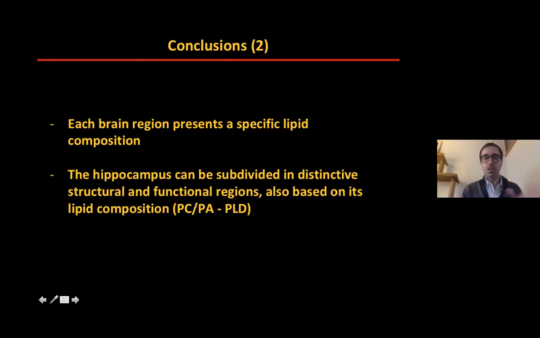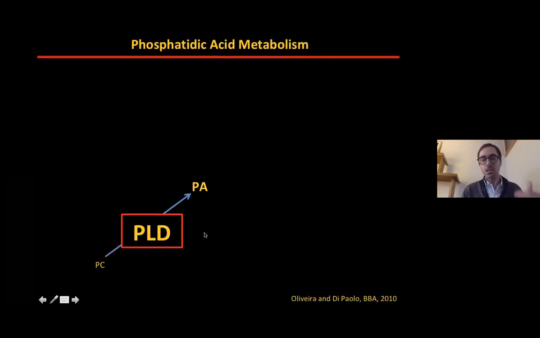So from this part of the talk, we saw that each brain region presents a specific lipid composition, that the hippocampus can be subdivided into distinctive structural and functional regions, also based on its lipid composition. And we could identify potential pathways that could be differentially regulated along this longitudinal axis. So this led us to other questions, in this case trying to understand what could be the role of this enzyme, phospholipase D, in hippocampal function regulation.